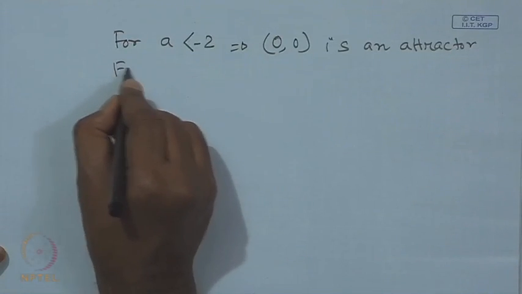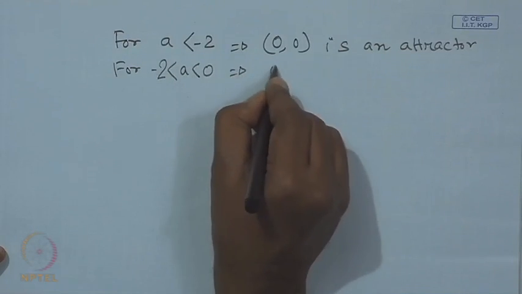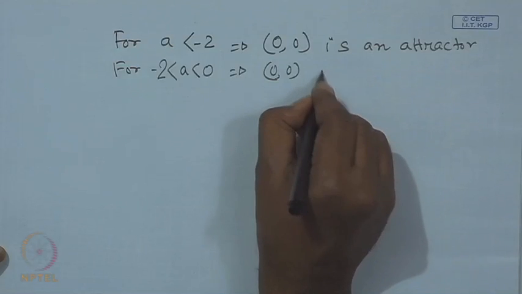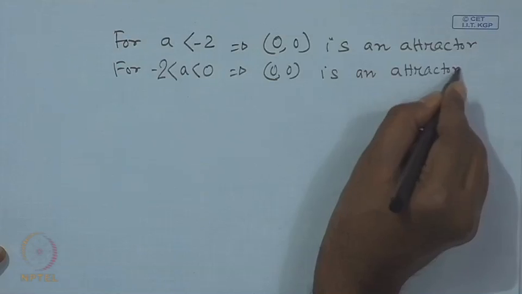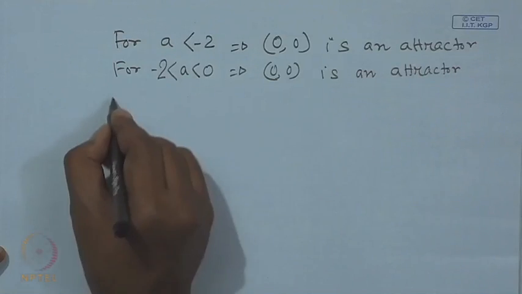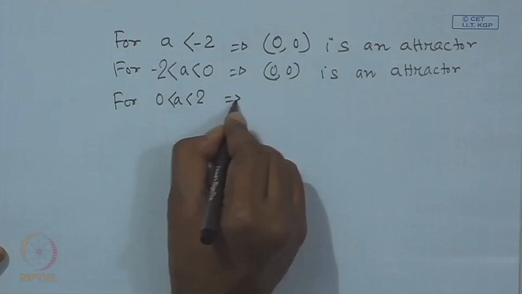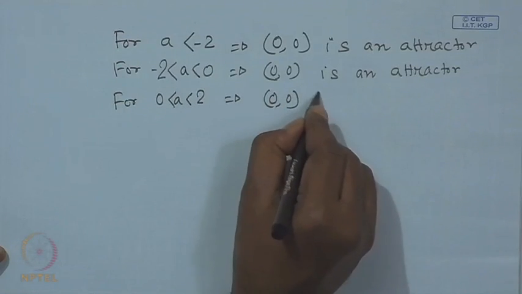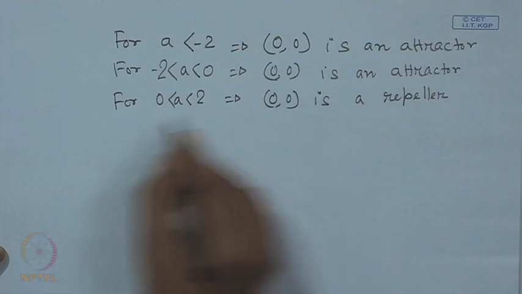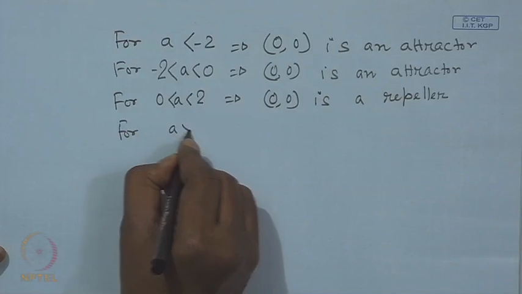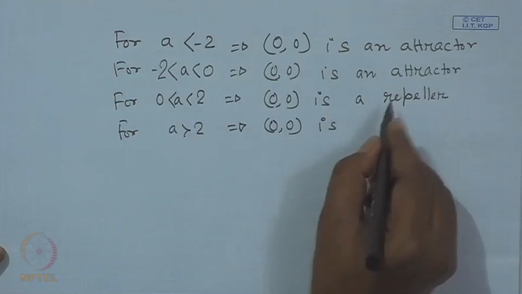For A lying between minus 2 and 0, the steady state 0 0 is an attractor, because that will give you a stable focus. For A lying between 0 and 2, the steady state 0 0 is a repeller, and for A greater than 2, the steady state 0 0 is again a repeller.